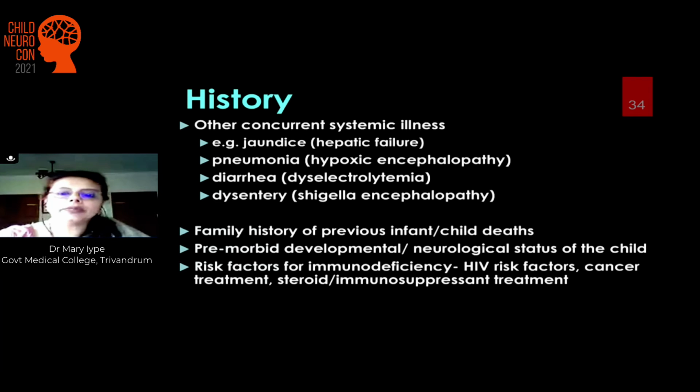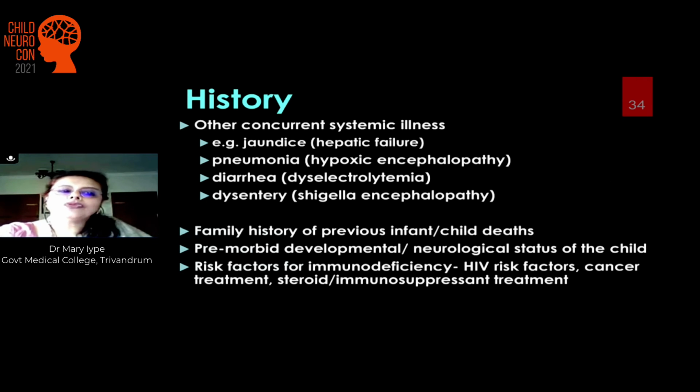This child could be having an inborn error of metabolism producing an encephalopathy, and you may be thinking it's viral encephalitis. You look for premorbid developmental or neurological status of the child, which would indicate that this child could be having a neurodegenerative disease. Look for risk factors for immunodeficiency like HIV, or treatment for cancer, or immunosuppression, which could be the reason why this child is having a rare organism like CMV.